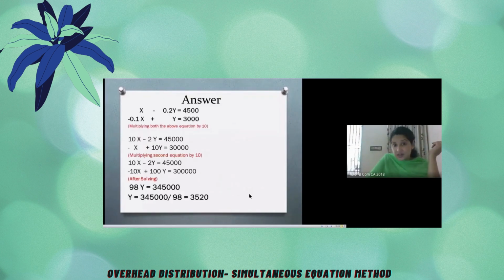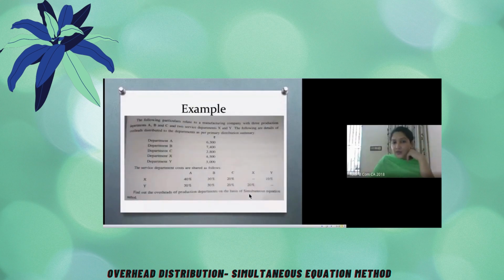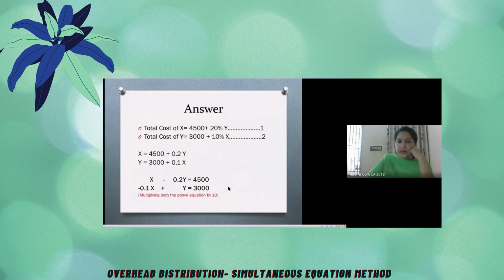Now, in which ratio? How do I know? It's there in the question. For X, it is 4:3:2. I'm going to use this. For Y, it is 3:3:2. I'm going to use this. So that's what I've done.